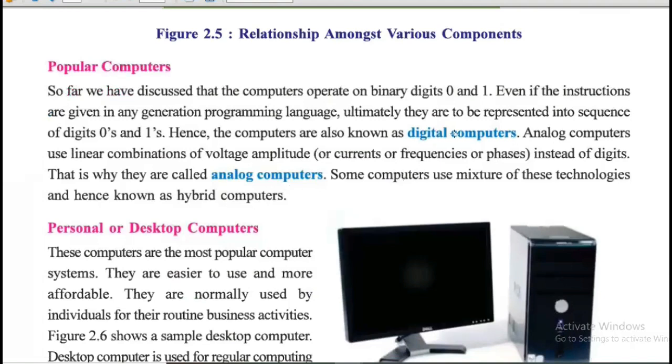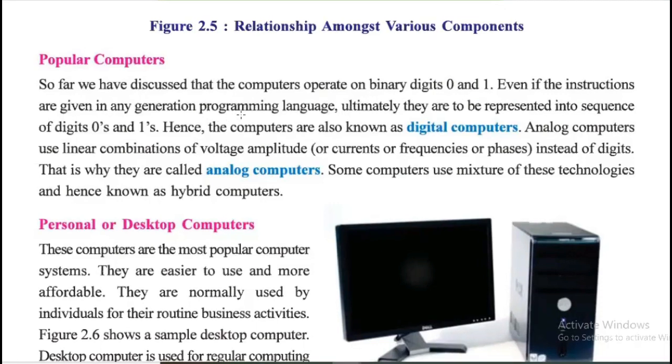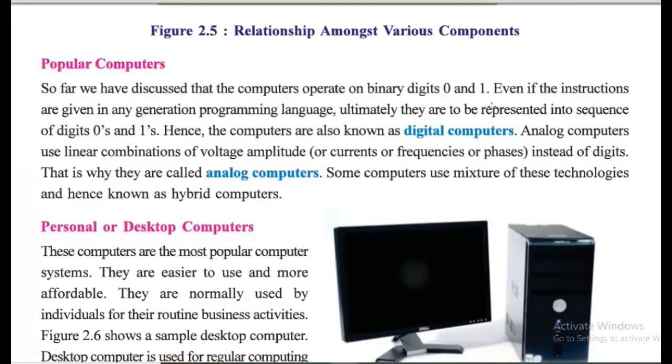Now, popular computers. There are two types of computers, digital and analog computers. What we have discussed is that computers operate on binary digits, that is 0 and 1, and if we give instructions in any other language, that is translated into these zeros and ones.